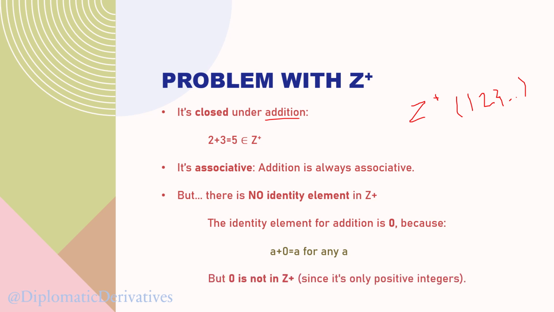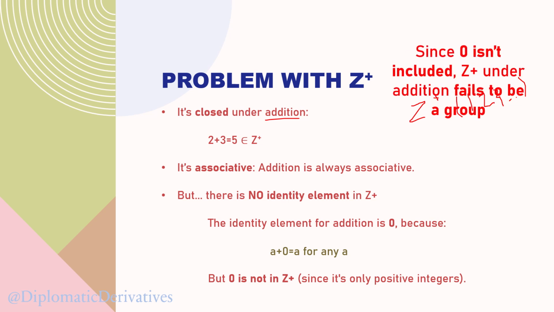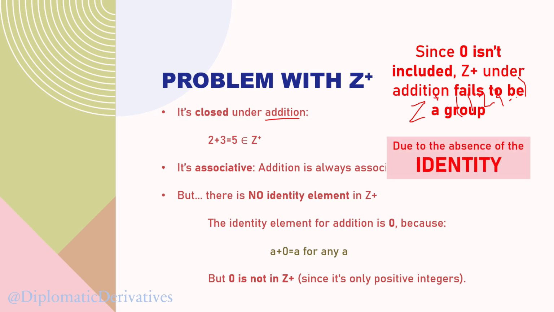It's not a part of the set, so Z+ does not satisfy the third group axiom, that is the presence of the identity element. Since the identity element does not exist, it fails to be a group. All right, so this is why Z+ under addition is not a group. This is the proof of this theorem.